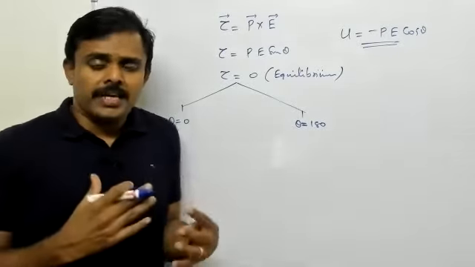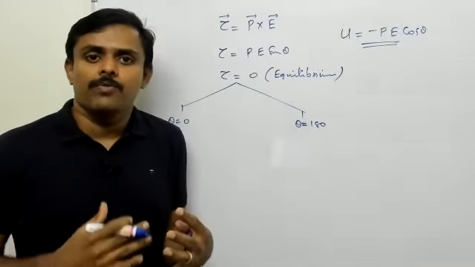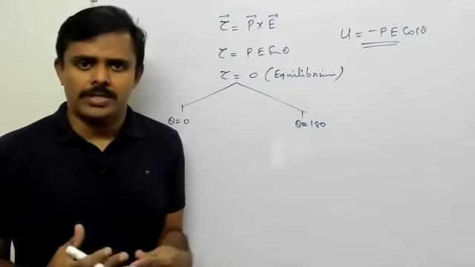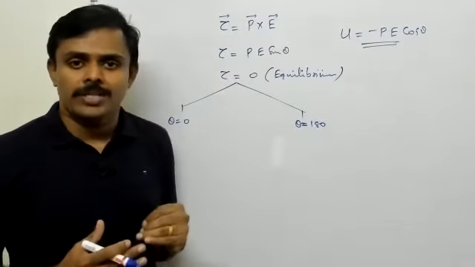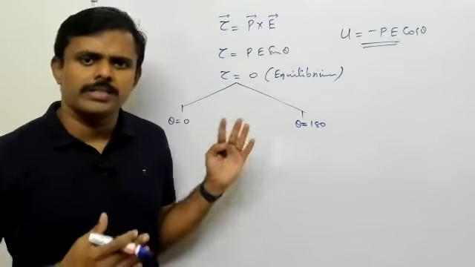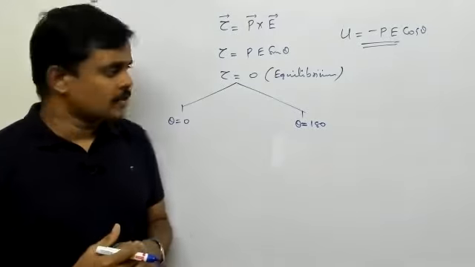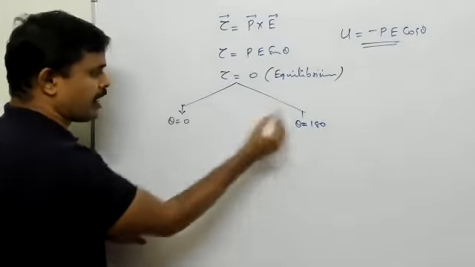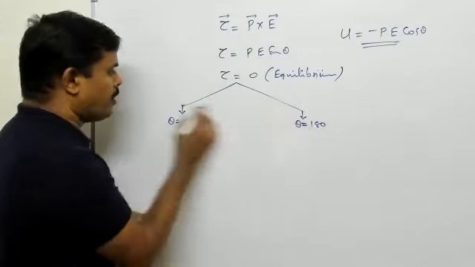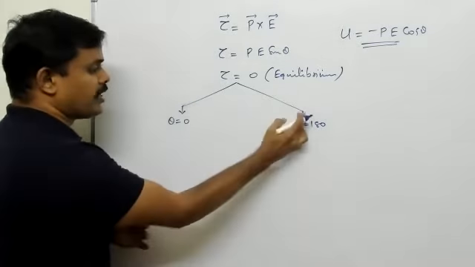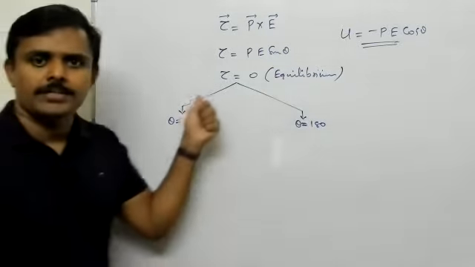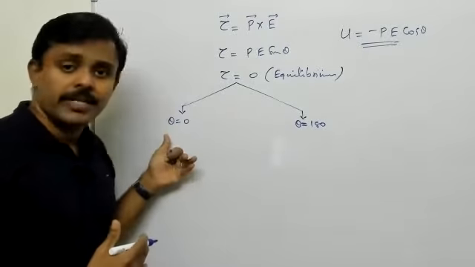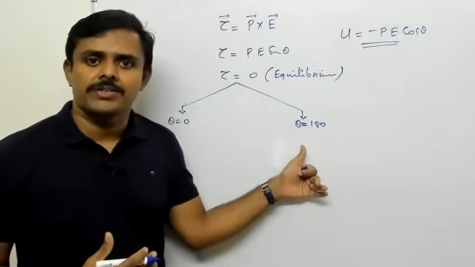You say that a system is in equilibrium when the net force is 0, or net torque is 0. Since it is rotational motion here, we are talking about torque. This is called rotational equilibrium. So, the point is, the dipole is said to be in rotational equilibrium when torque is equal to 0. This can happen under two circumstances. One is theta equal to 0. Second one is theta equal to 180.